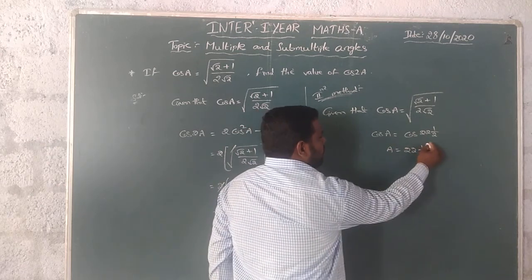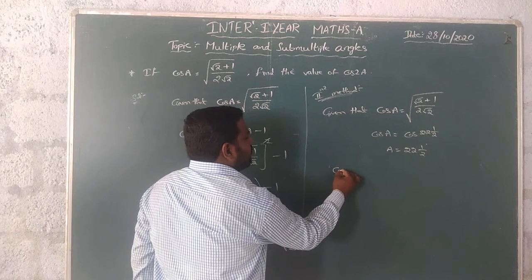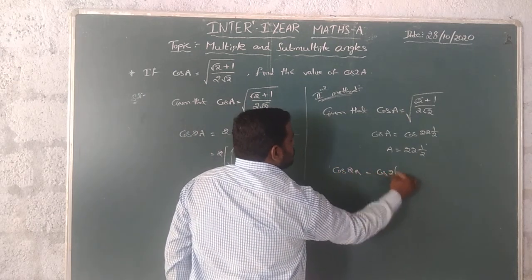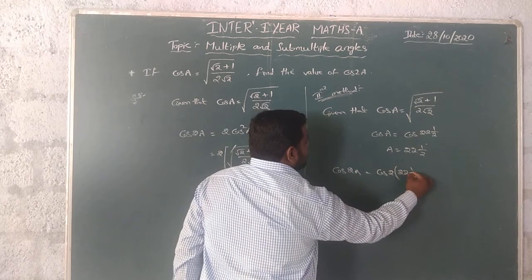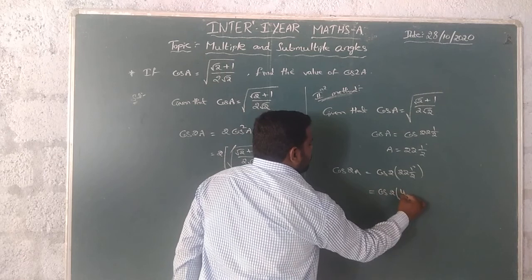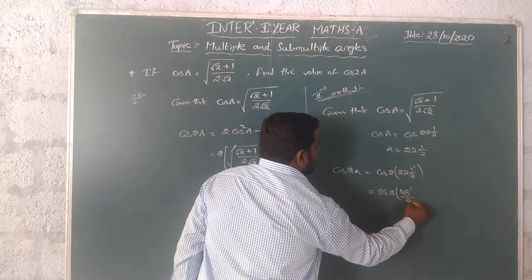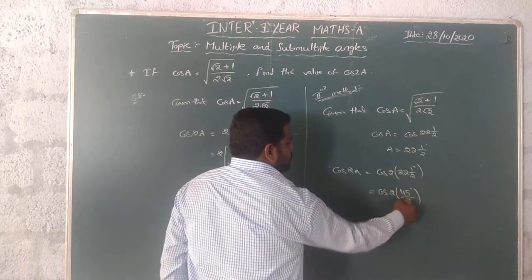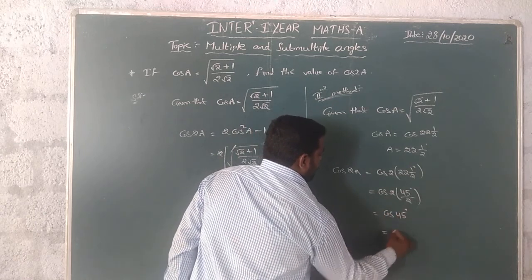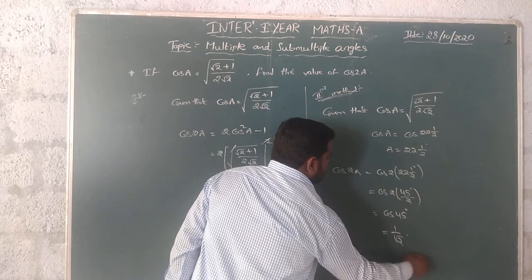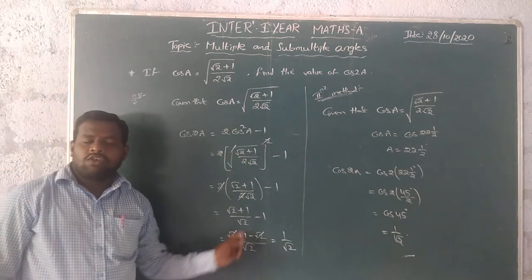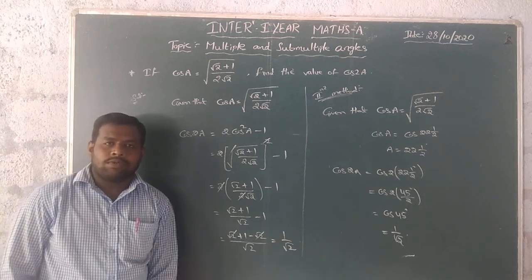So with 22.5 degrees, we can find the value of cos 2A. Cos 2 into 22.5 degrees, that equals cos of 2 into 22.5 degrees, which means 45 degrees. So the 2 gets cancelled, that equals cos 45 degrees. We know the value of cos 45. What is the value of cos 45? 1 by root 2. So by the model solution also, the answer is the same.